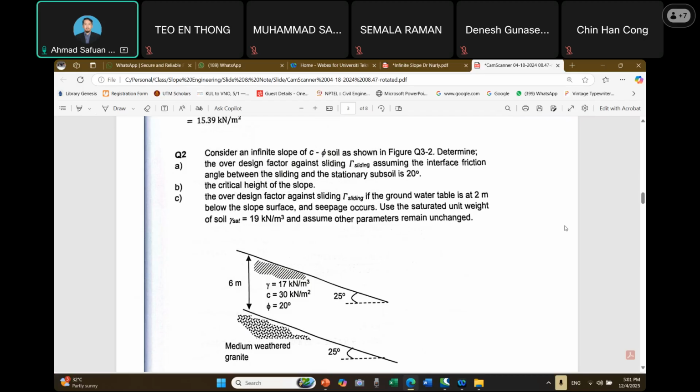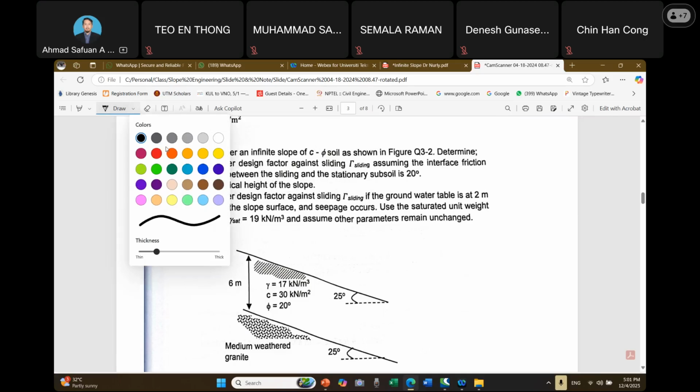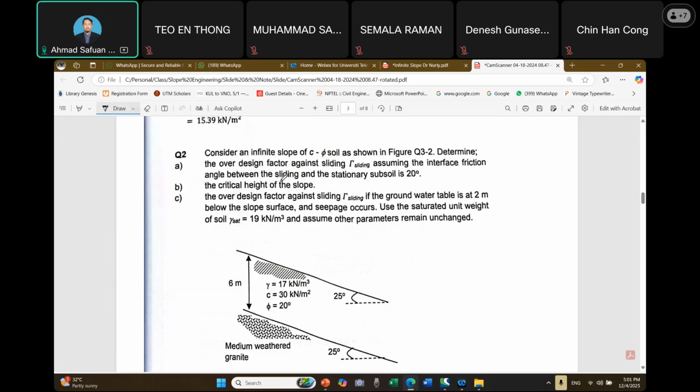So we have 3 questions there. The first one, the overall design factor against sliding. Second, the critical height. And third, the groundwater table at 2 meters below the ground surface. So for the first one, determine the overall design factor.